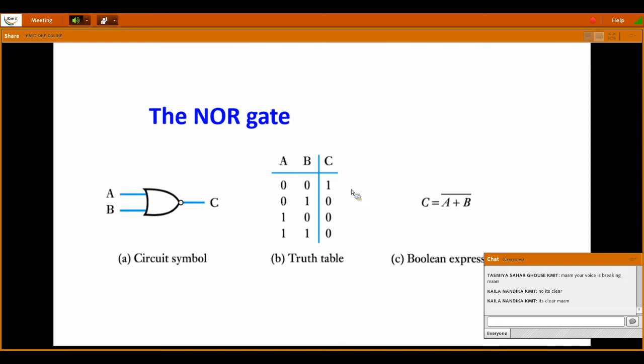So OR means what? Simply addition. For 0 0 it will be 0, for 0 1 it will be 1, for 1 0 it will be 1, for 1 1 it will be 1. If you complement the outputs of an OR gate, you will get the outputs of the NOR gate. And the expression is as simple as that: C is equal to A plus B is the expression for OR gate, and if you complement, this bar indicates the complement. So A plus B whole bar is the expression for NOR gate.